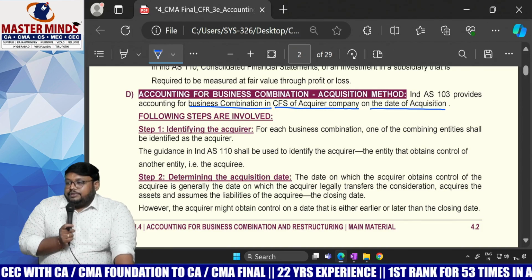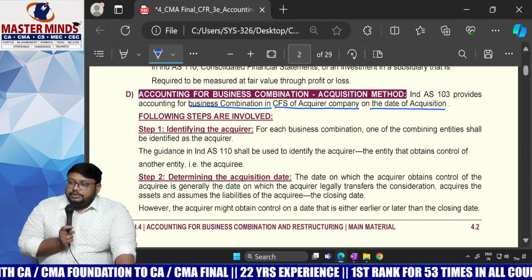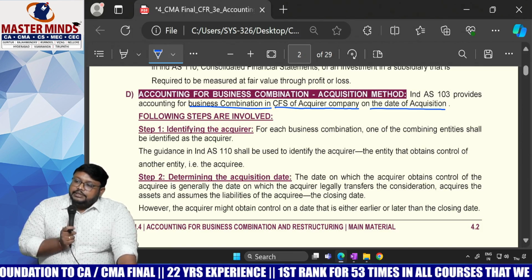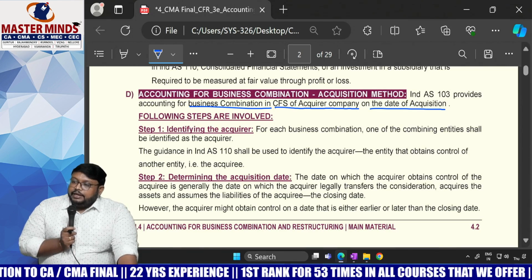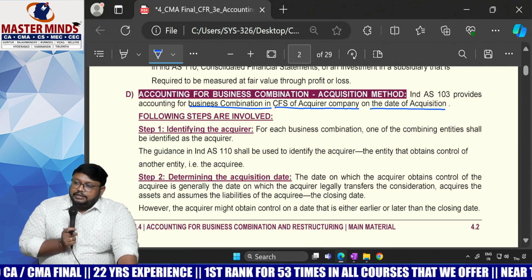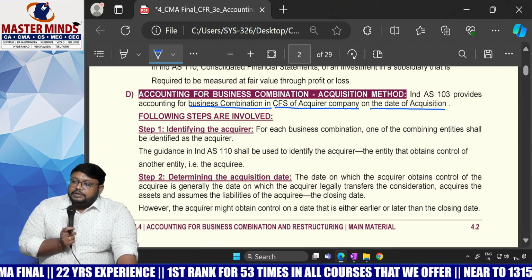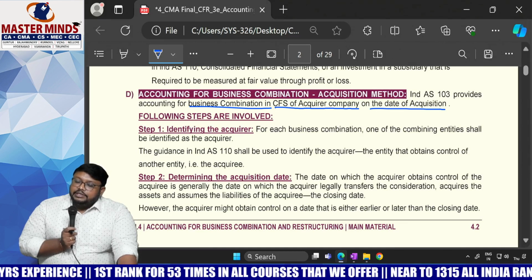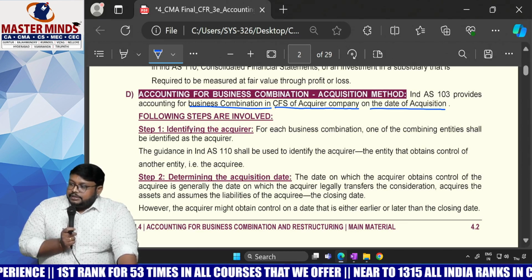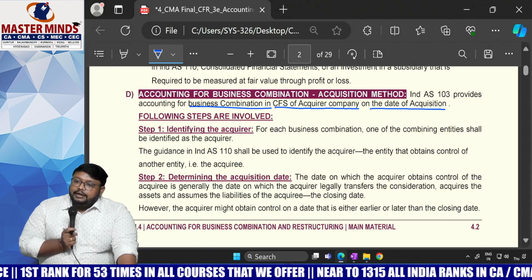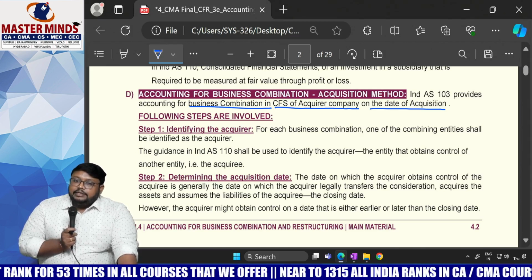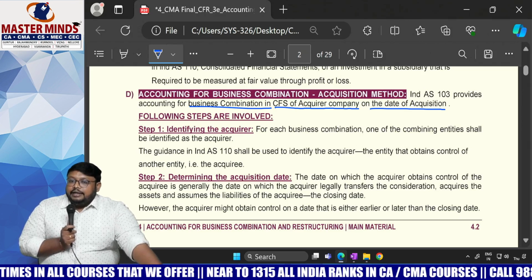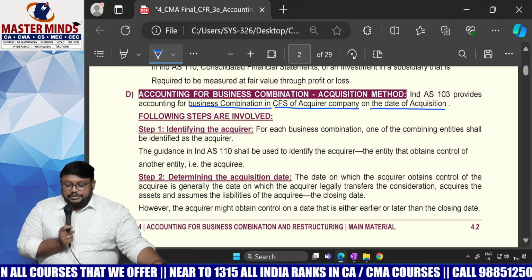On the date of acquisition, because business combination occurs, as I told you, when one company acquires the control over the business of another company. So on the date of acquisition, meaning the date on which they are getting the control, or the date on which they are paying the purchase consideration, whatever it might be, on that date we have to prepare consolidated financial statements based on Ind AS 103 business combination.